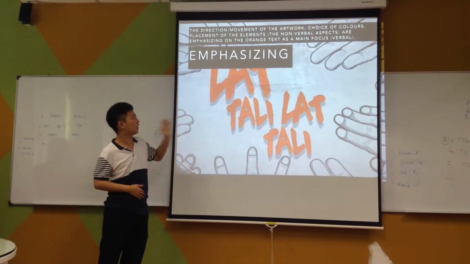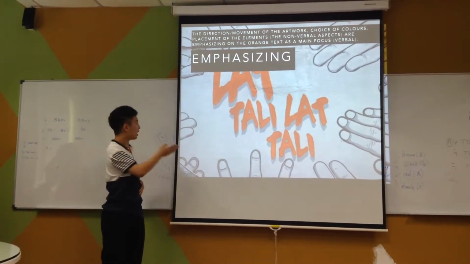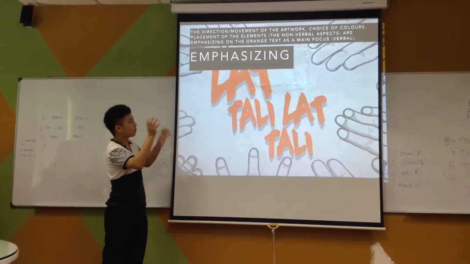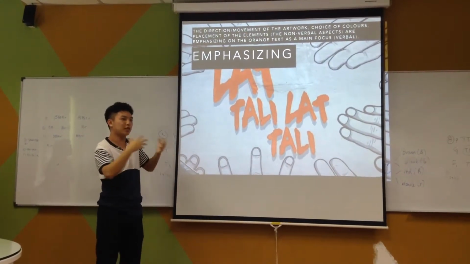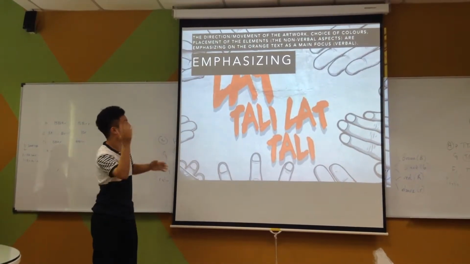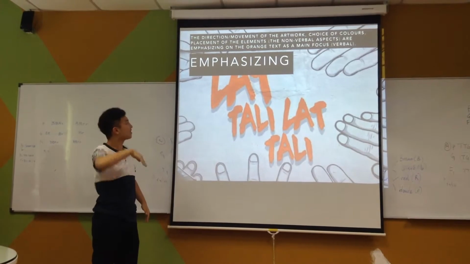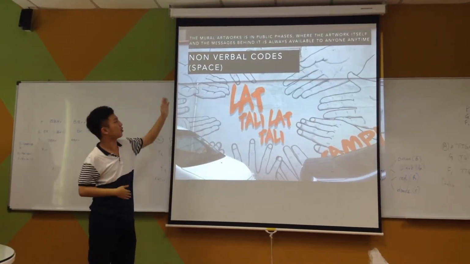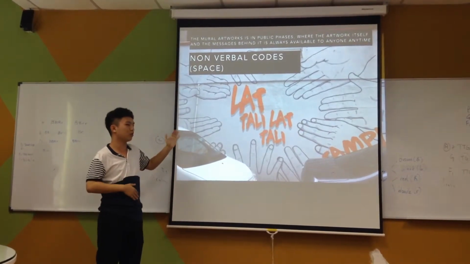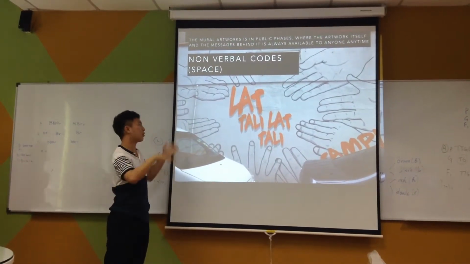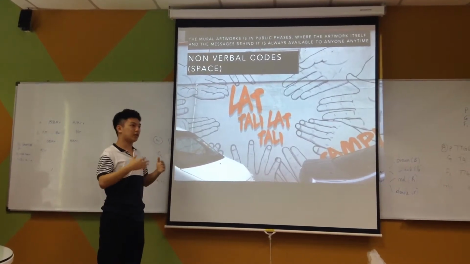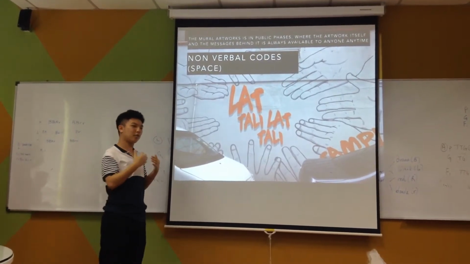The first concept is emphasizing the movements of hands, like pointing towards the word in the middle, focusing on the topic itself and emphasizing to people that this artwork is related to this topic. And non-verbal code space, basically mass communication. It's a mural art on the wall, available to everyone in public, so everyone can see and relate themselves to it. And I think we played this game when we were young.